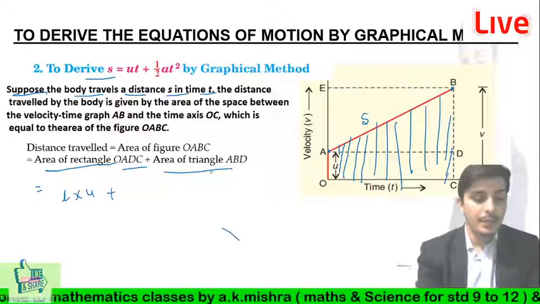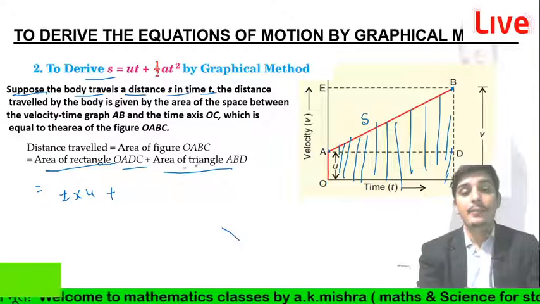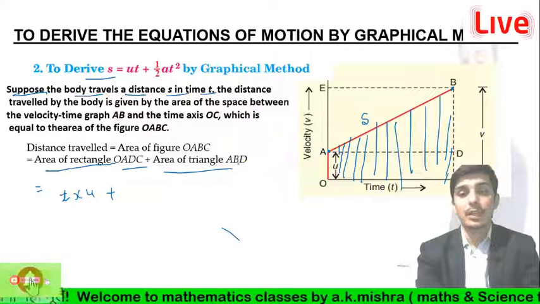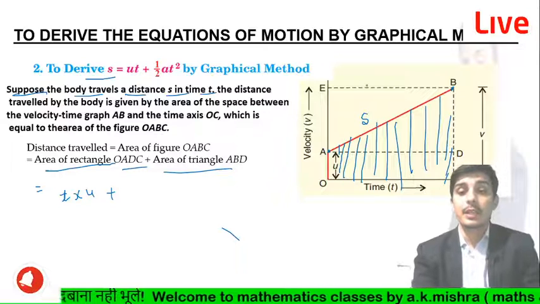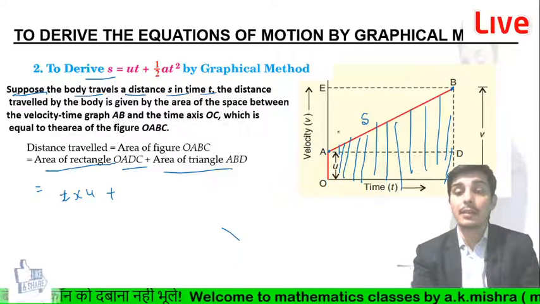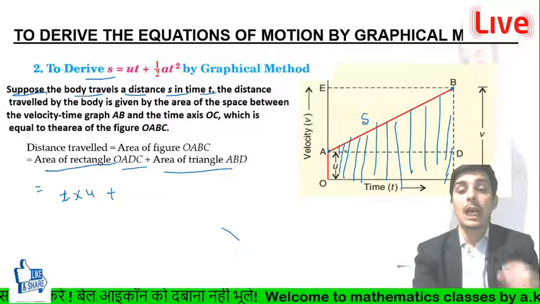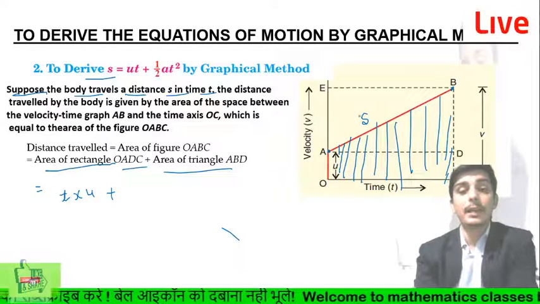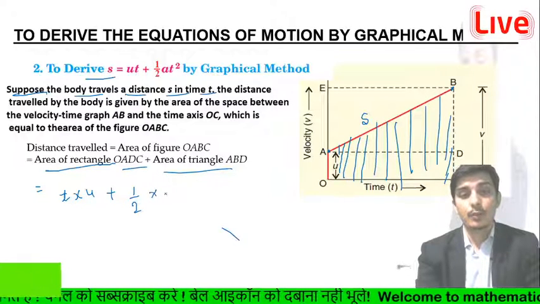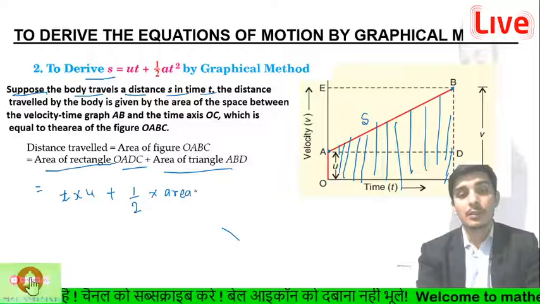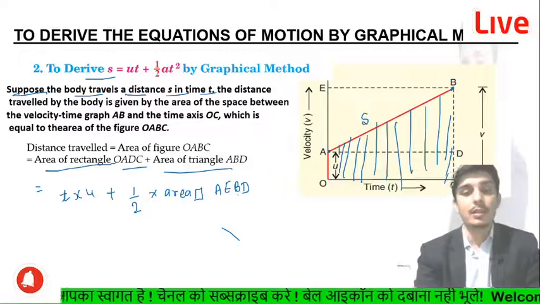Okay, and now what can we write here? It will be s equal to ut, plus the area of triangle ABD. Area of triangle ABD is equal to what? It is half the area of this complete rectangle AEBD. So we can write half into area of rectangle AEBD. Are you getting my point?